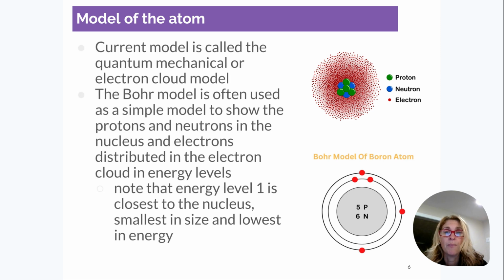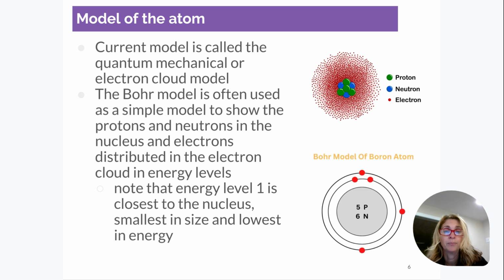The current model of the atom is called the quantum mechanical or electron cloud model. This was Schrödinger's model of the atom that was determined through very complicated physics formulas and equations, looking at the probability of finding electrons in certain areas within that 3-dimensional space we call the electron cloud. Because of its complexity, the Bohr model is often used as a simple model that shows us protons and neutrons in the nucleus, and it shows us electrons distributed in the electron cloud in energy levels. As we draw and use the electron cloud and energy level model from Bohr, we can note that energy level 1 is closest to the nucleus, smallest in size, and lowest in energy.